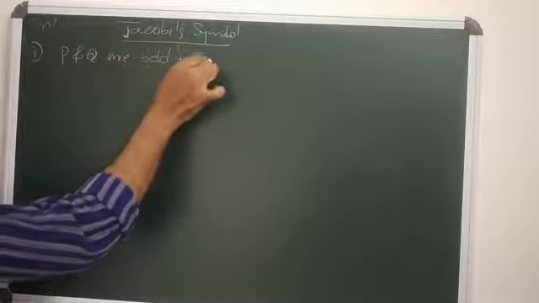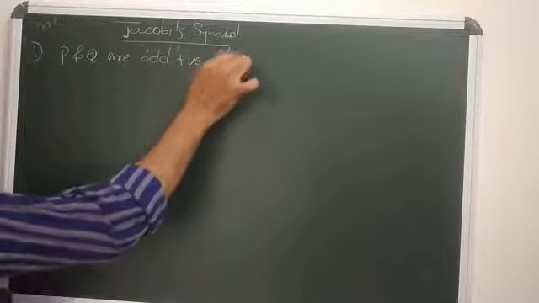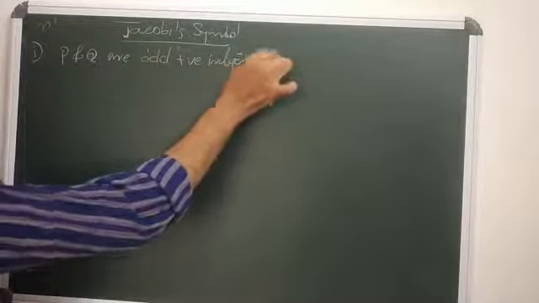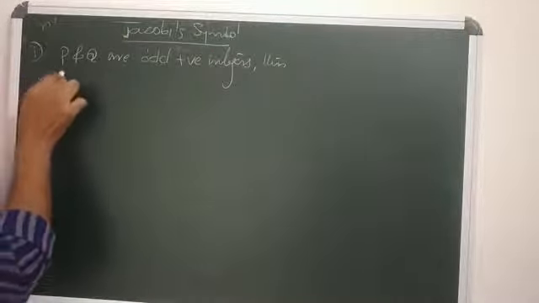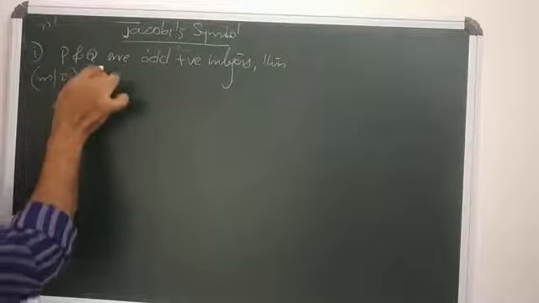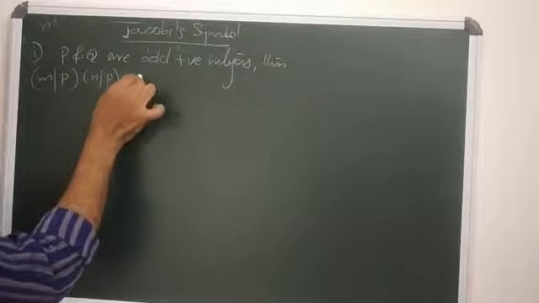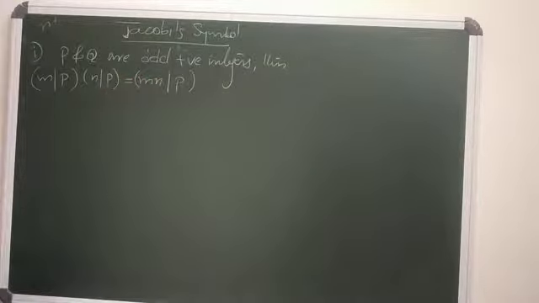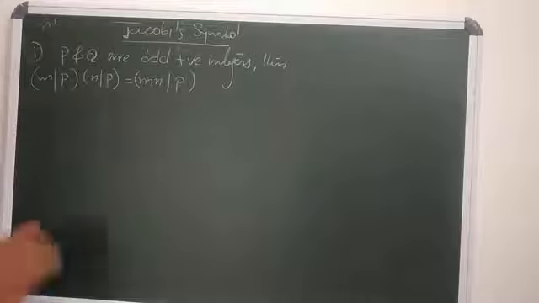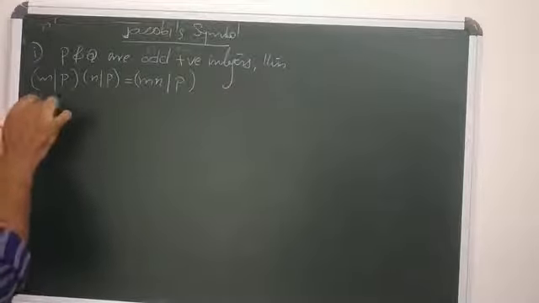Odd positive integers. Then the first property states that (m/p)(n/p) = (mn/p). How to prove this one? Its proof is as follows.